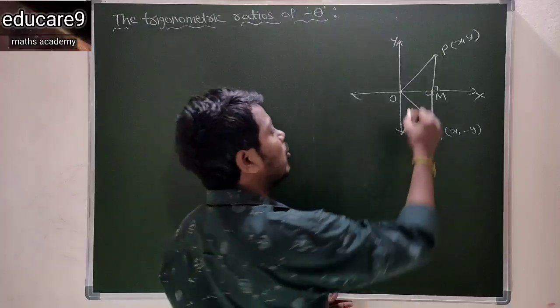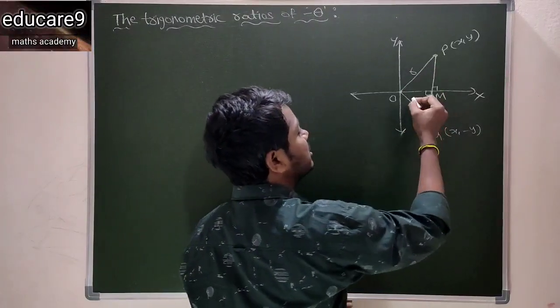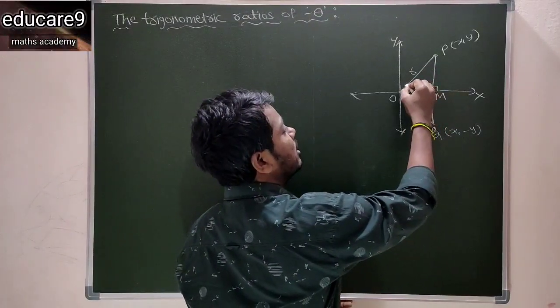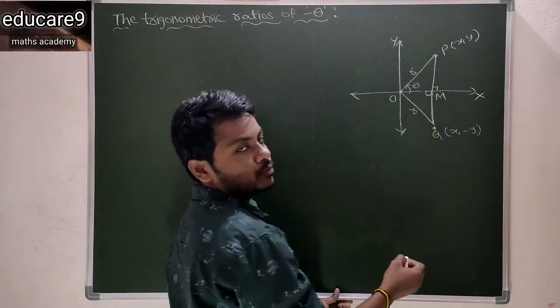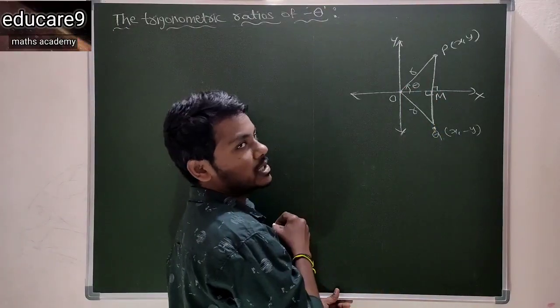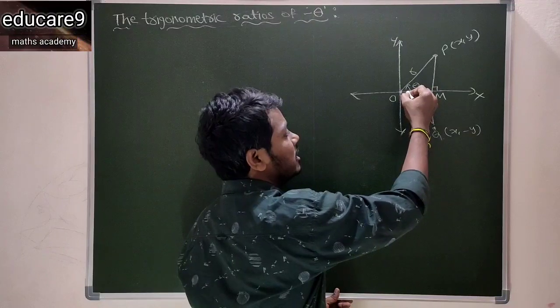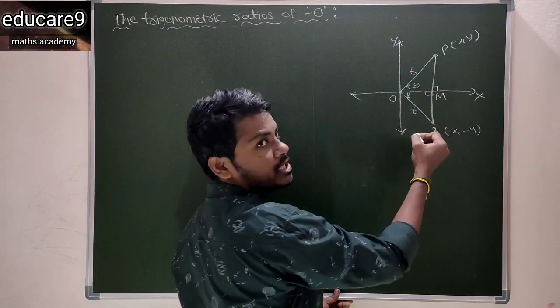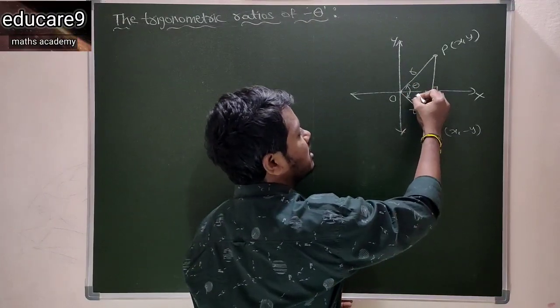Okay. Now OP distance is r and OQ distance is r. So clearly this is angle theta, the positive direction, anti-clockwise. And this direction is the clockwise direction, so this is minus theta.